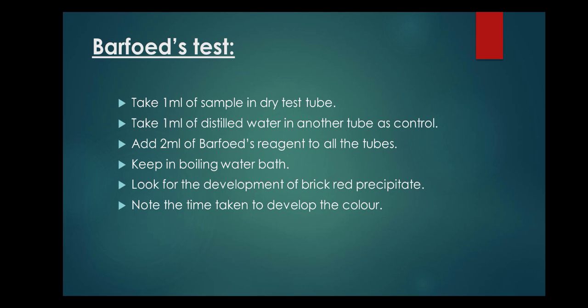Barfoed test. Take 1 ml of sample in a dry test tube. Take 1 ml of distilled water in another test tube as control. Add 2 ml of Barfoed reagent to all the tubes. Keep in a boiling water bath. Look for the development of brick red precipitates. Note the time taken to develop the color. You can note down the time required for the formation of brick red precipitates.